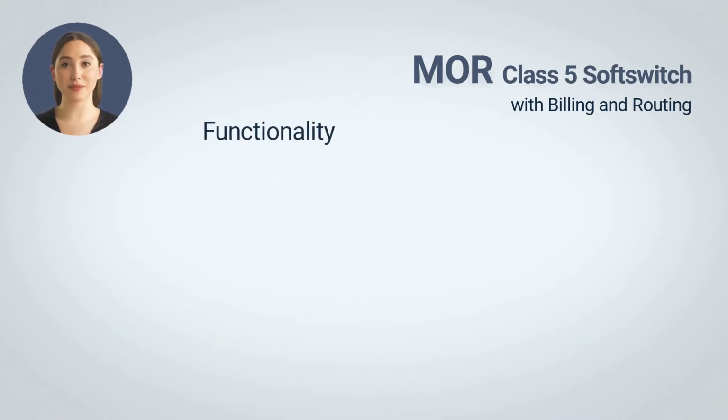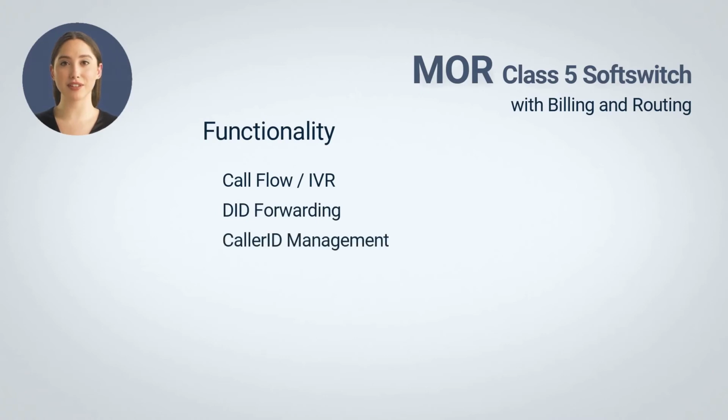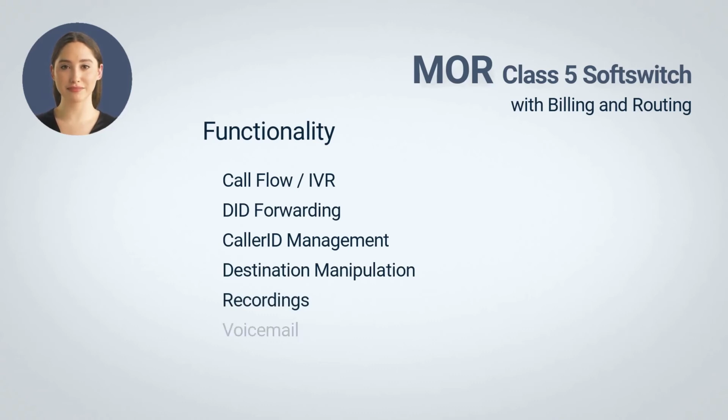Devices in the MOR system have many functions related to them. Call flow allows configuring the logic of the call in various situations. DID numbers can be forwarded to the device. Devices can have different caller ID and rules for their control. Number manipulation can be applied to the dial destination. Calls to and from the devices can be recorded to the audio file. Devices can have voicemail. Calls to the devices can be made using a broad range of codecs, and many more.